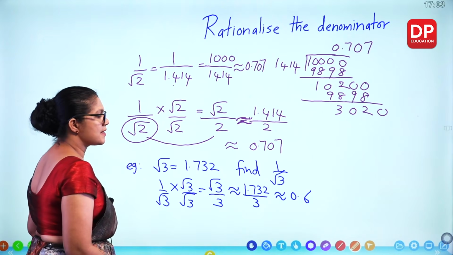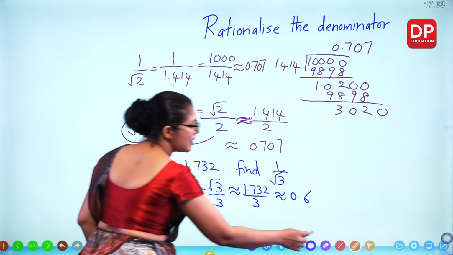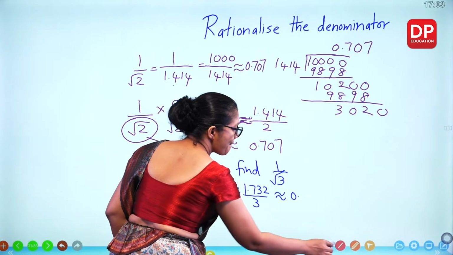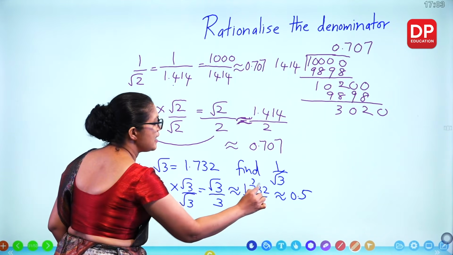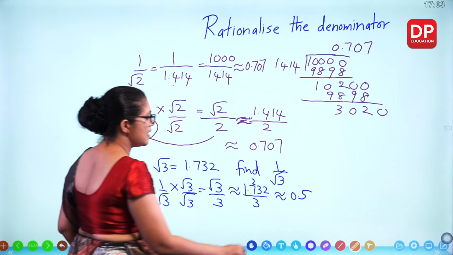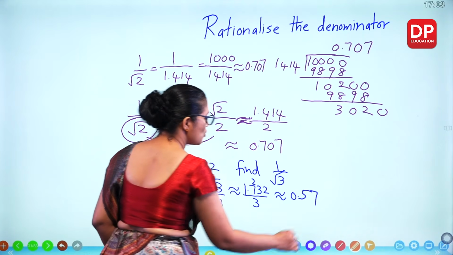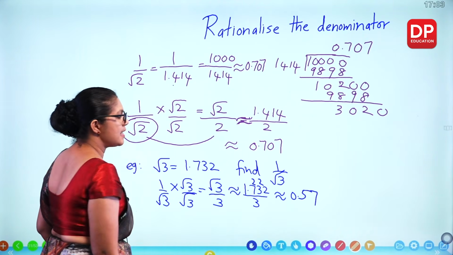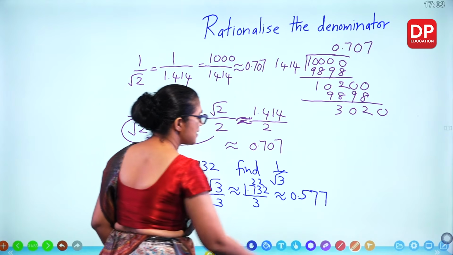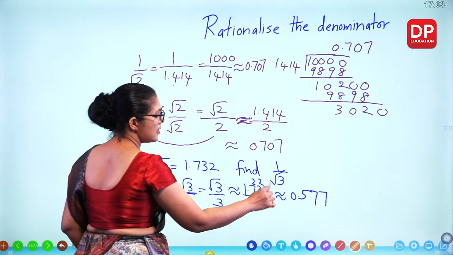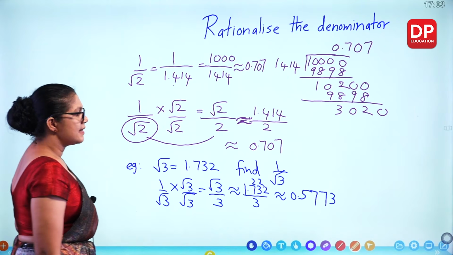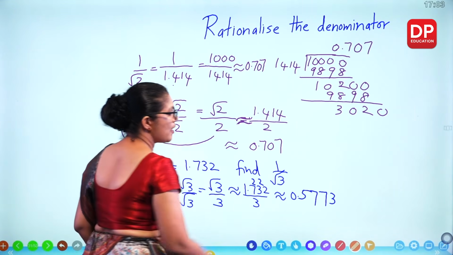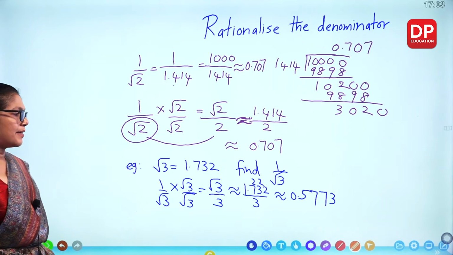0.6. 3 times 6, 18. So here this is 5. 3 times 5, 15. 2 remaining. 23. How many 3's? 3 times 7, 21. 2 remaining. For 22, another 7. And for 10, 3. So here approximately the answer is 0.5773.